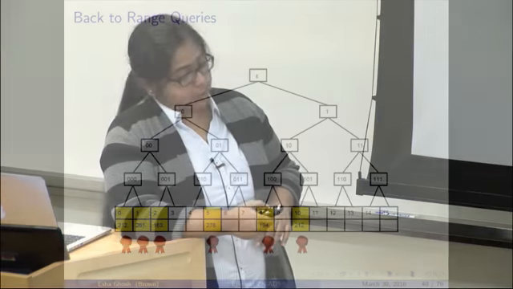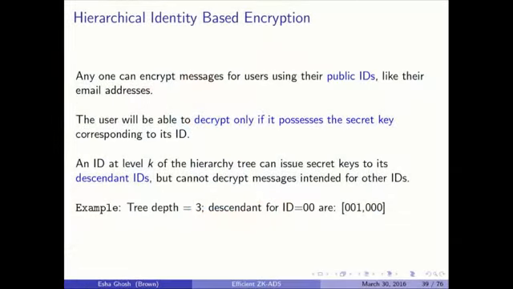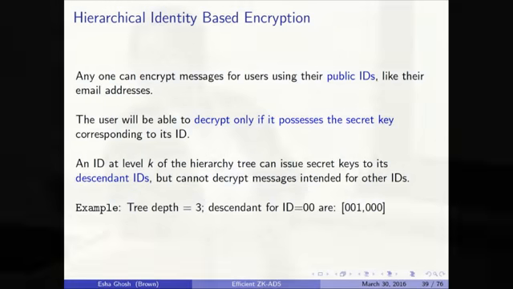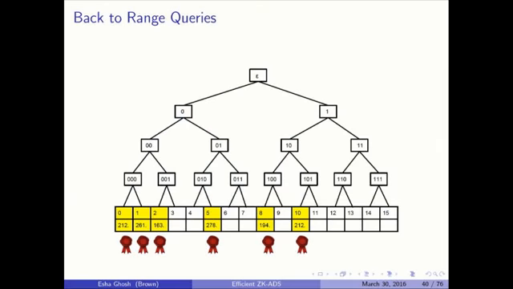Okay. So the ID at level k can issue secret keys for its descendant IDs, but nothing beyond that. If somebody has a secret key for this ID, they will be able to generate secret keys for every ID that is below it, in that subtree, but will not be able to generate anything outside that subtree. So if a message is encrypted with the ID 00, 00 can itself decrypt it, or it can generate secret keys for any descendant who can decrypt it, but nobody else will be able to decrypt it. Okay.